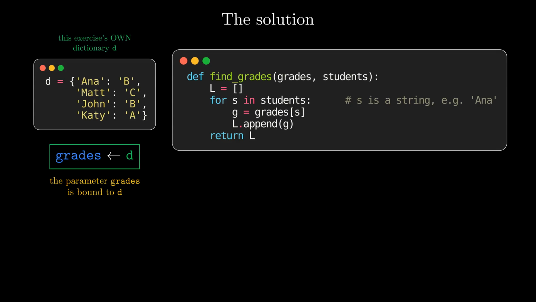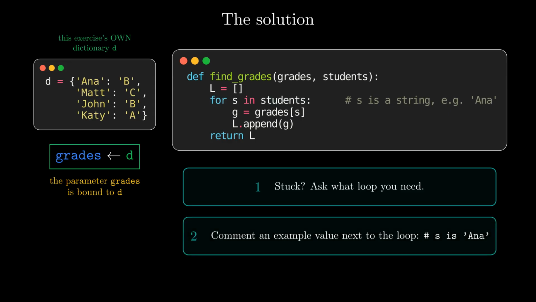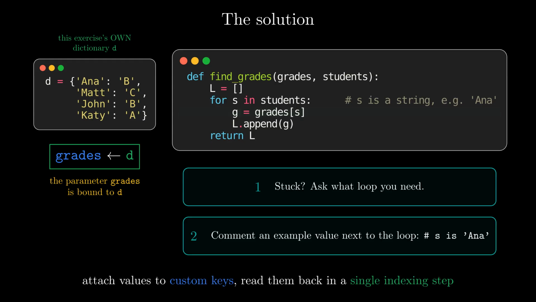Two habits will serve you well here. First, almost every program you write from now on has a loop at its heart, so when you're stuck, ask what loop you need. Second, next to a loop, drop a short comment showing an example of what the loop variable holds. S is Anna, so you never lose track of its type while you write the rest. And notice how little work this took. Attaching values to custom keys, then reading them back, is a single indexing step. No iteration required.